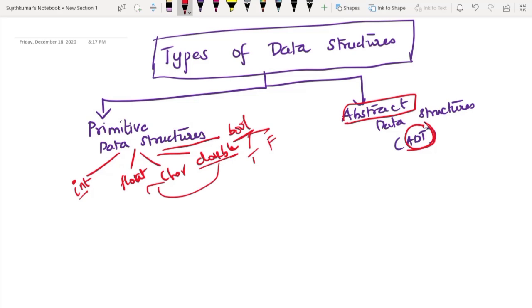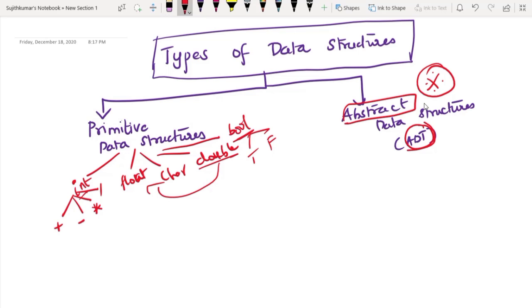What do you mean by abstract? It is a very important type of data structure that we are going to discuss in this course. Because you know the operations of int, float, char, and all. You know an integer can perform addition, subtraction, multiplication, and division. Abstract data structure: abstract means something which is apparent and it is not deep.